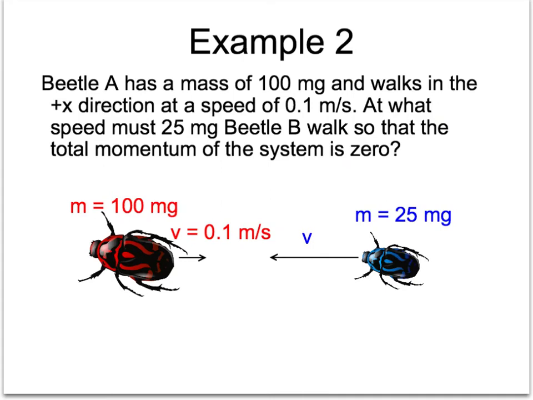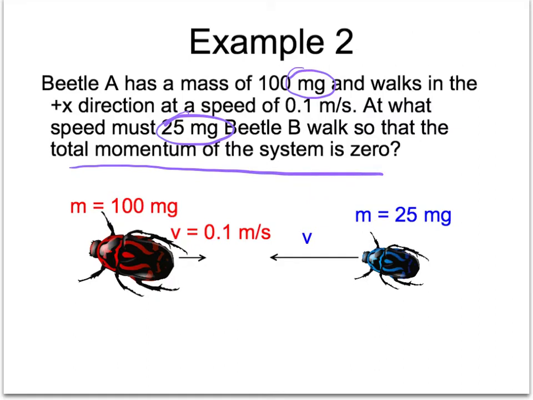Next example, we're going to try to make the total momentum of a system be 0. You'll see what that means when we do this example. Beetle A has a mass of 100 milligrams, oh goodness, some converting is going to have to be done, and walks in the positive x direction at a speed of 0.1 meters per second. At what speed must a 25 milligram beetle walk so that the total momentum of the system is 0?